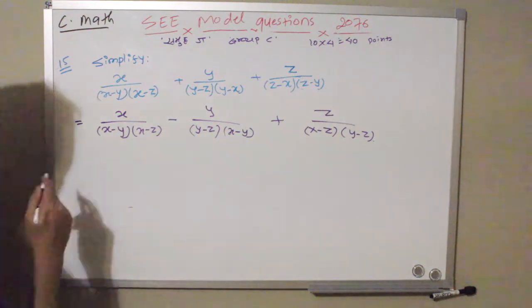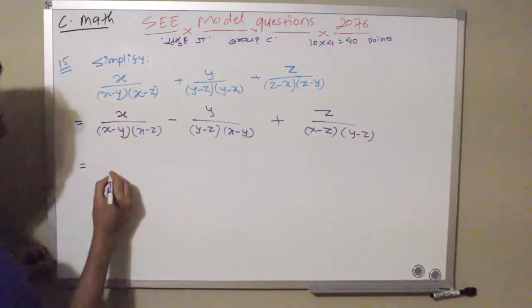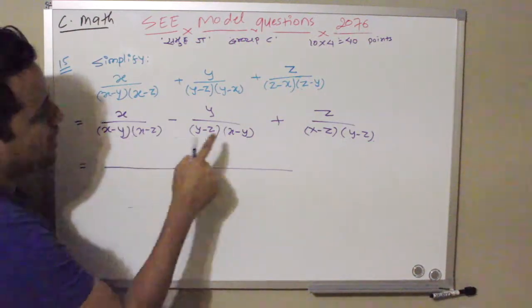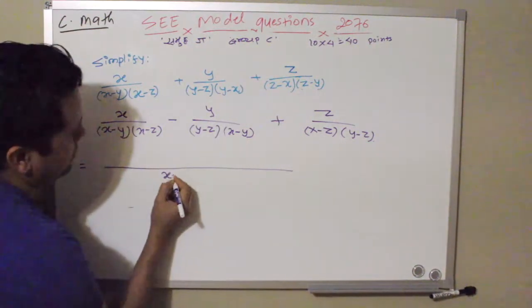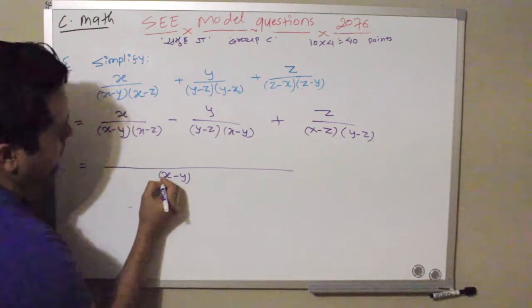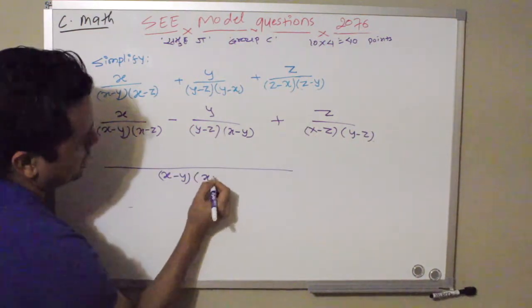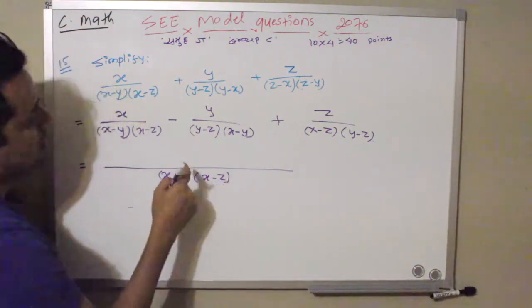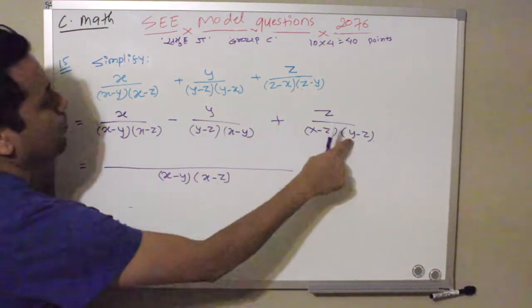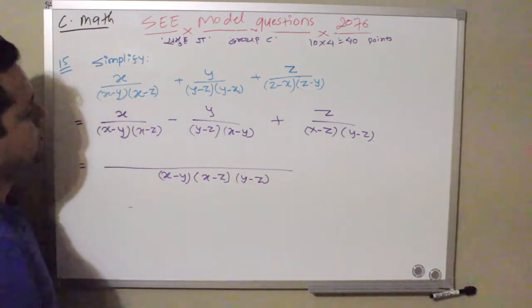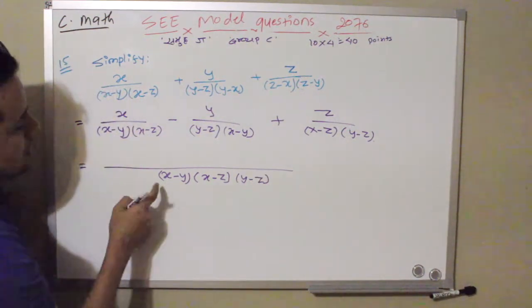So now what you have to do? From all of these, take an LCM. Here is an x minus y. Here is an x minus y. One of them, x minus y. Here is x minus z. Here is an x minus z. One of those, x minus z. Here is y minus z. Here is y minus z. Take out the y minus z. One of those.